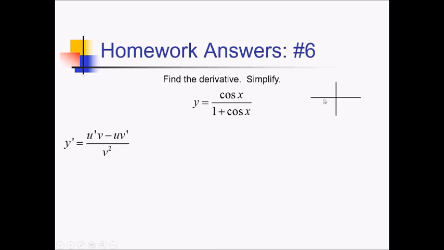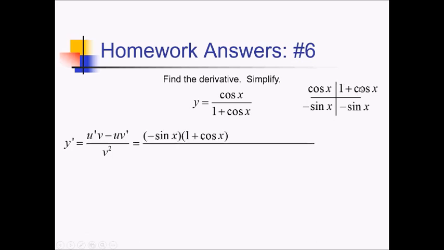I've got my numerator, cosine of x, my denominator, 1 plus cosine of x, and their derivatives, which are both negative sine of x. All right, using the ribbon to put it together, we've got negative sine of x times 1 plus cosine of x. That's the u prime v part, minus, we've got cosine times negative sine, and we'll simplify that in a second. And then v squared down here, that's going to be 1 plus cosine x quantity squared, which we know we can't just write 1 plus cosine squared. The square does not distribute over addition here.